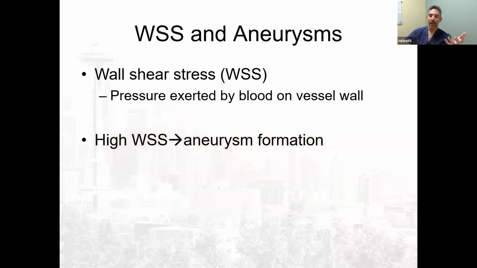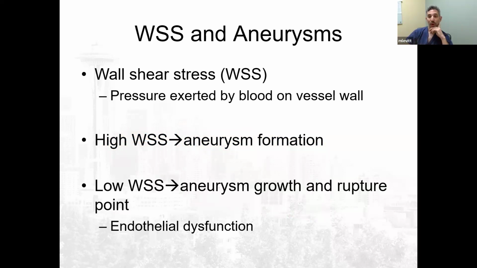So we think there's a variety of things as a simplification, but high wall shear stress creates those outpouchings that become aneurysms. And then low wall shear stress is in many ways just as bad. When there's turbulent flow or low flow, the body doesn't like that either, and the blood cells that line the blood vessels can become dysfunctional.